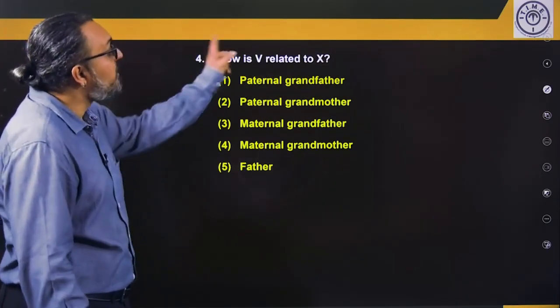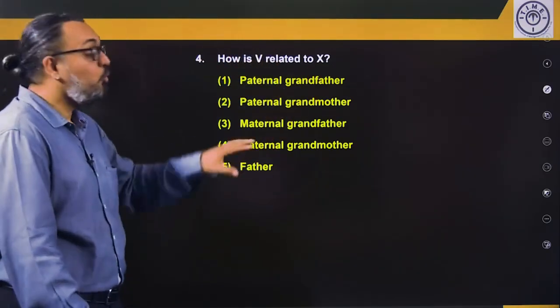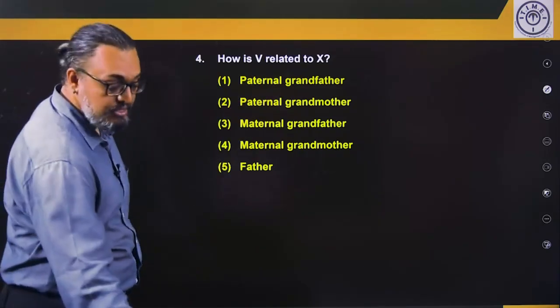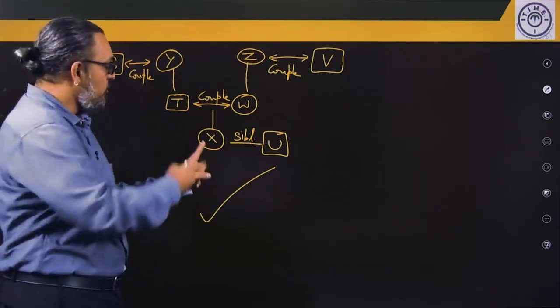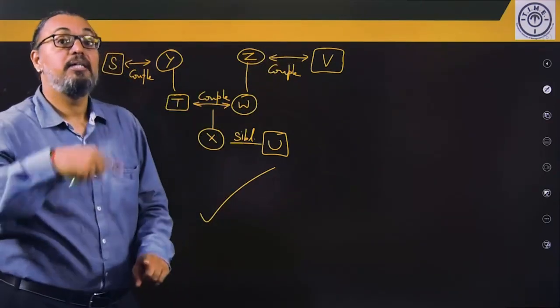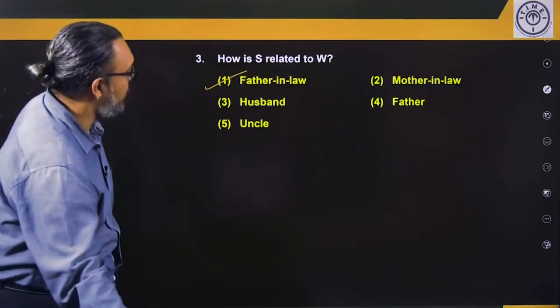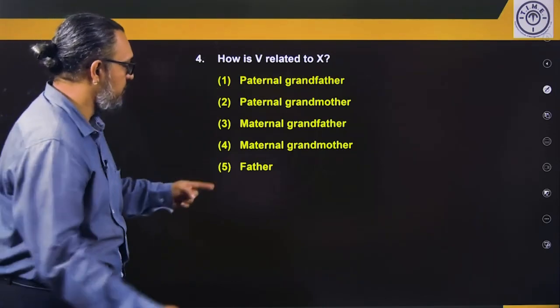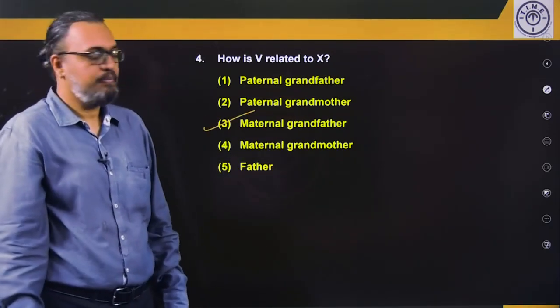Then how is V related to X? So from X we have to check. How is V related, he is asking. So from X we will check. So if I check from X, how is V related? So X has a mother and that mother has a father. Mother's father is maternal grandfather. Correct? So look at the options here. See, maternal grandfather, third option. Understood that? Right.